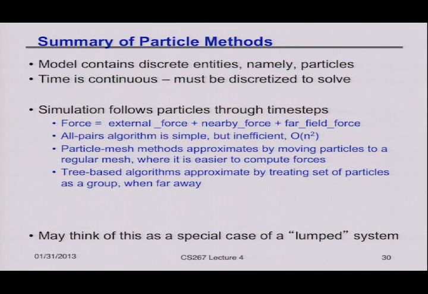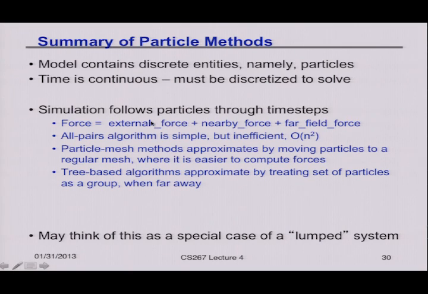Okay. So let me summarize particle methods. So I'm obviously giving lots of forward pointers to later lectures, but this is meant to be just in general how you deal with this. So the model has discrete entities, namely particles, so that much of it's discrete, but now the time and the positions of the particles is continuous, and I have to discretize time. I'm only going to compute their locations at discrete time steps, time 1, 2, 3. And so all the interesting stuff comes in computing the forces.